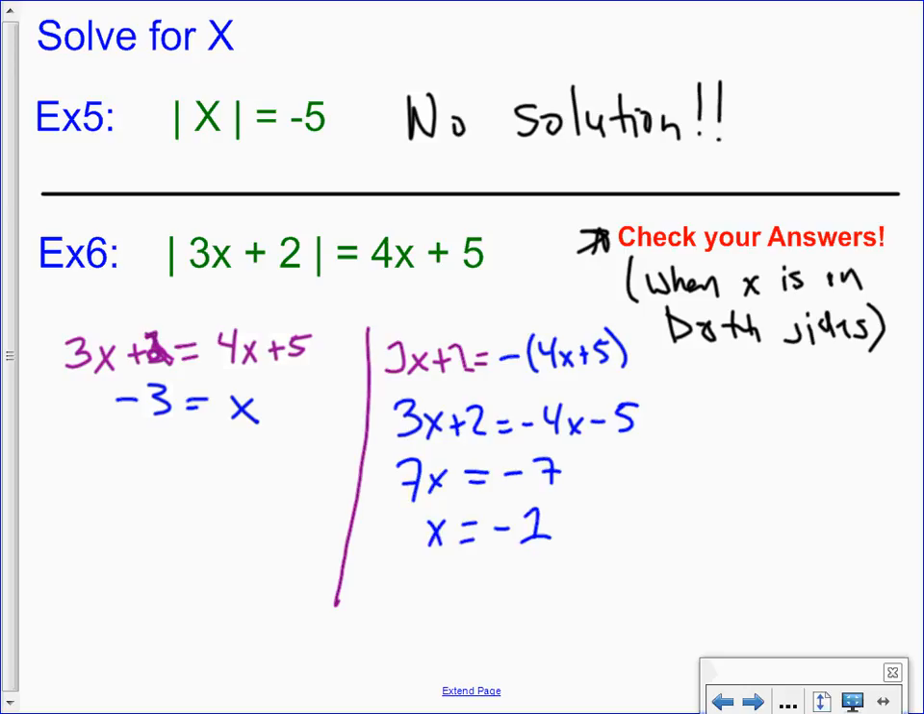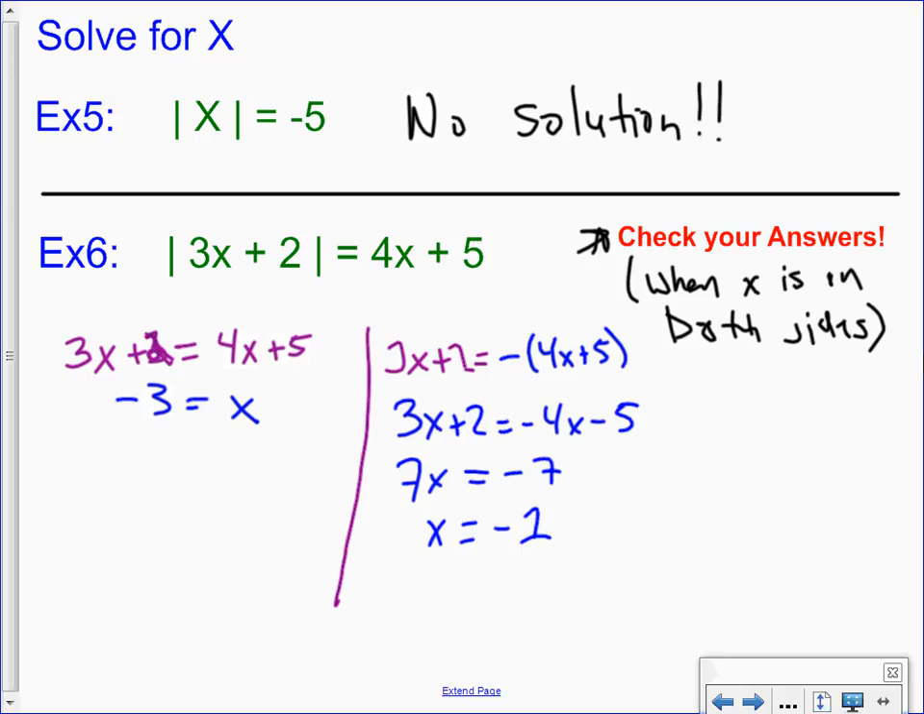Which one is the correct answer? There's only one answer. It's the one that fits. All right, let me show you. I'm going to write out the check for this one.